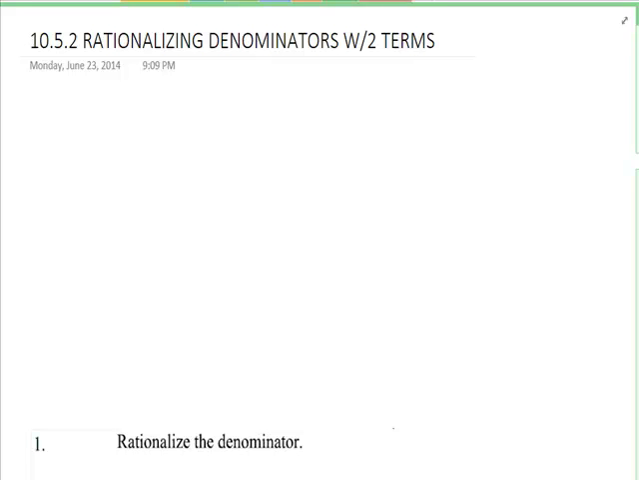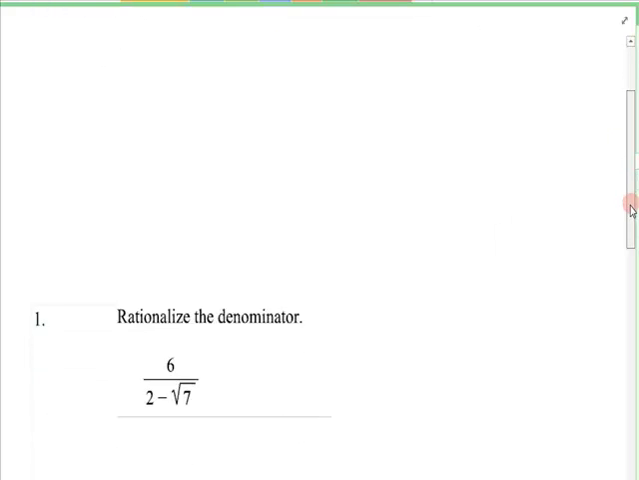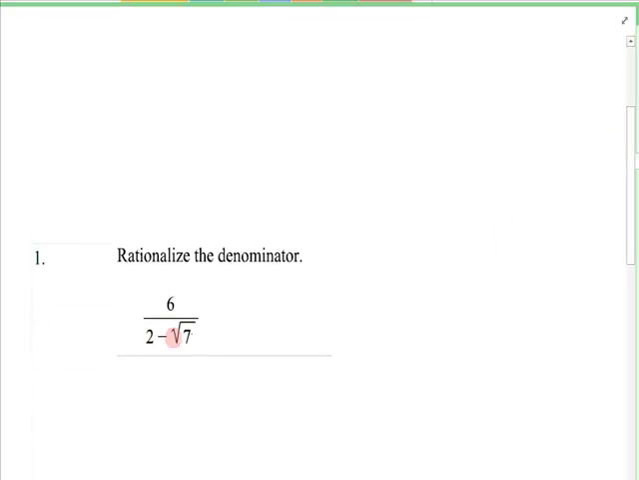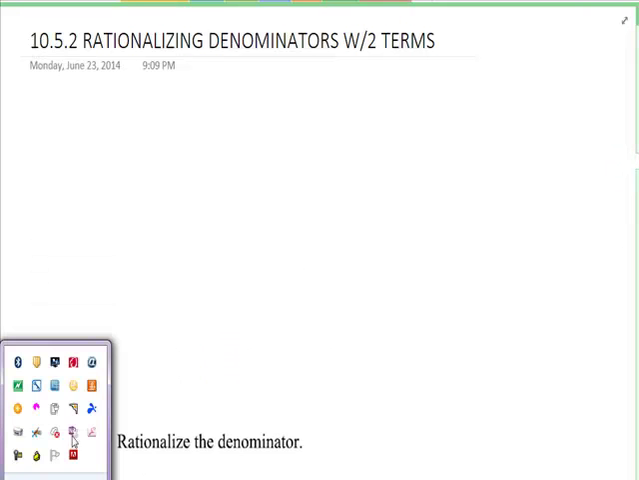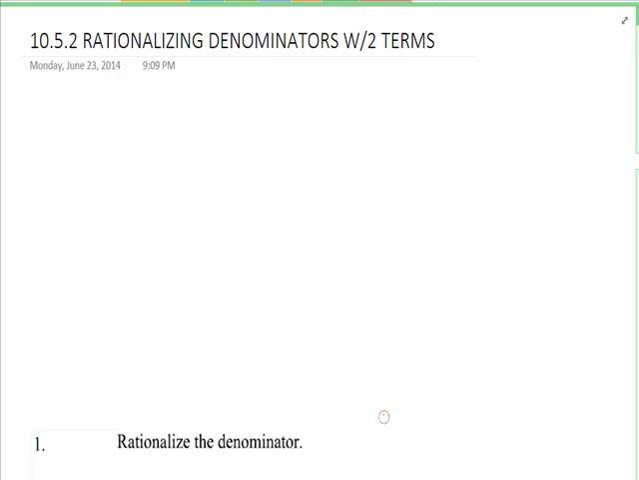In this lesson, we're going to continue rationalizing denominators, but the denominators are going to look a little different. I can give you a preview of that. They have two terms. Now, how are we going to rationalize a denominator that has two terms?